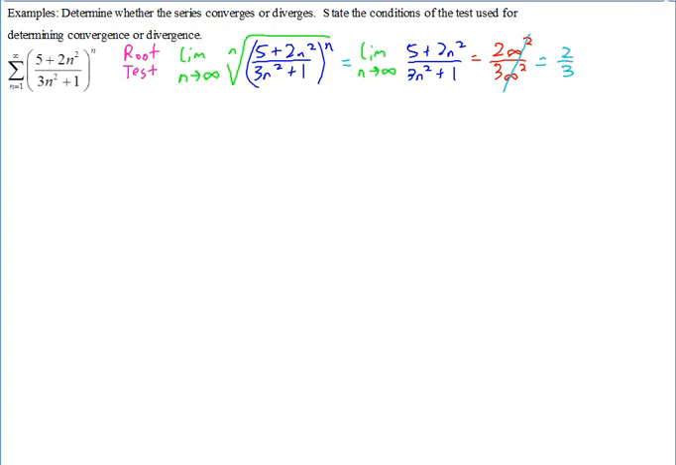And since that 2/3 is less than 1, that tells you by the root test, just like the ratio test, this series converges. If it was greater than 1, it would diverge. If it was equal to 1, it would be inconclusive, and we'd have to use a different test.